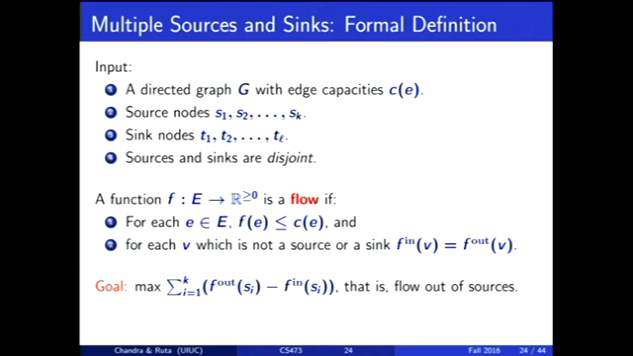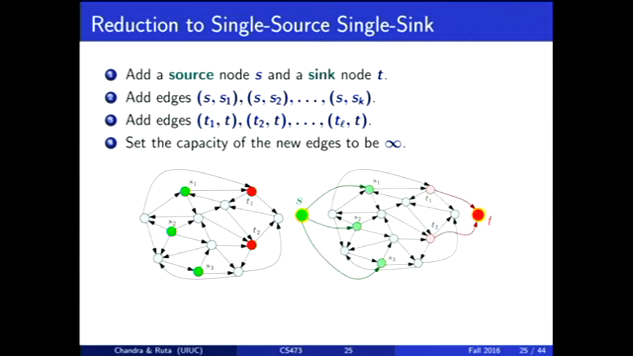Now the question is, can we solve this problem? Ideas. Yeah, that's a standard trick. We just create a big source and a big sink, and connect S to S1, S to S3, and T1, T2 to T. And how much capacity should we put on this?